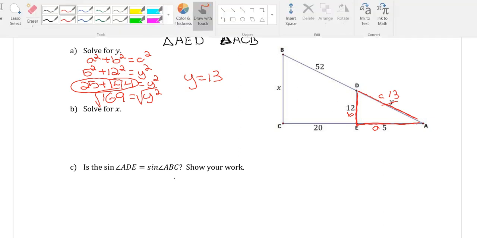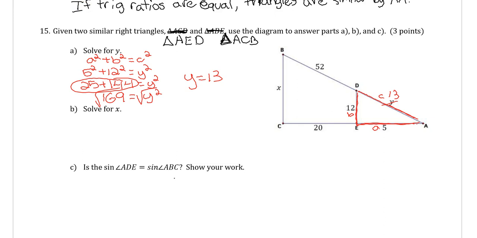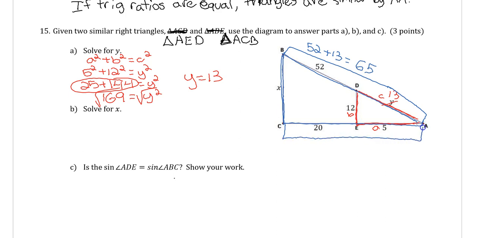The next thing I'm going to do is solve for x. X is part of this blue triangle. Okay. And I know the length of this blue triangle, right? This is something we looked at last unit, and we continue to look at this unit, right? This whole side is 52 plus 13, which equals 65. This whole side is 20 plus 5, which equals 25. Okay, so don't forget you have to look at the whole thing.